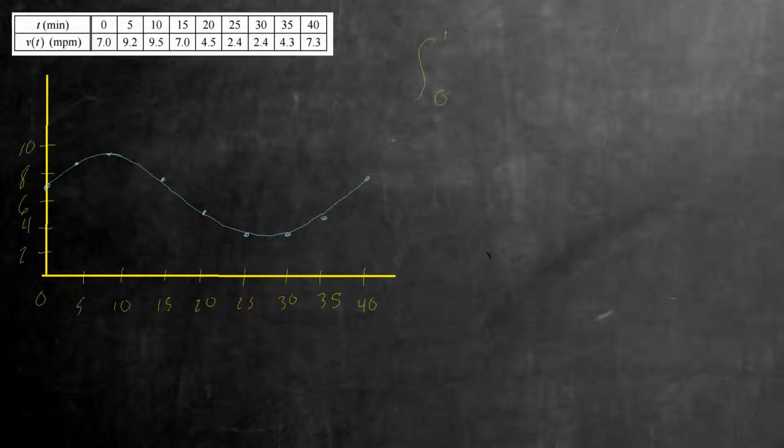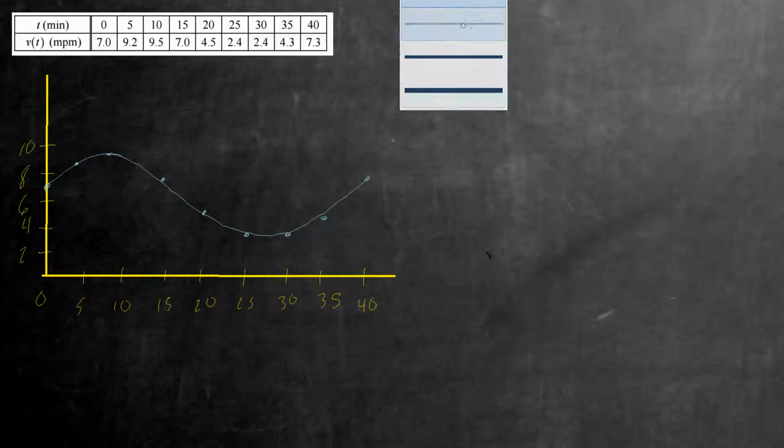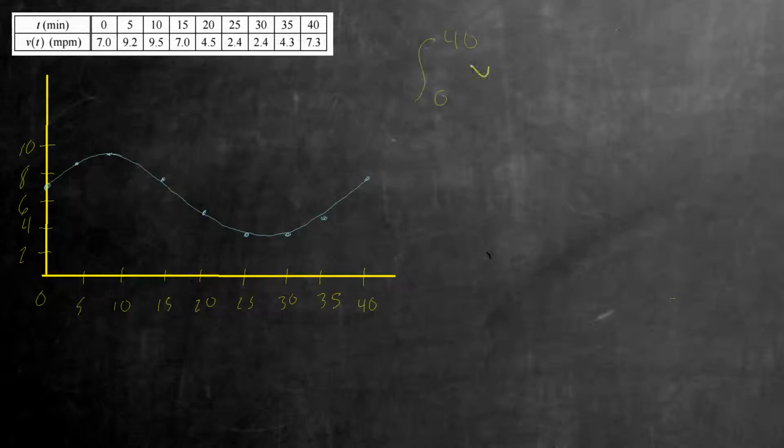from 0 to 40 of v of t dt to approximate. Show the computations that lead to your answer. Using correct units, explain the meaning.